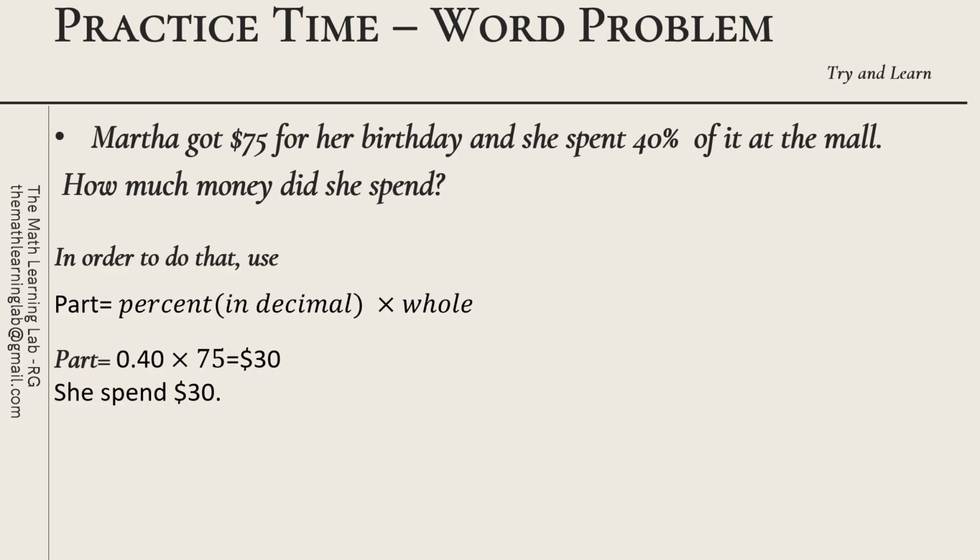Here is another word problem to try. Martha got $75 for her birthday and she spent 40% of it at the mall. How much money did she spend? I will use the equation format to solve this problem. Here, the part I need to calculate, the whole is $75, and the percent is 40%. So I wrote 0.40 times 75, and multiplying together, I got $30. So she spent $30 at the mall.